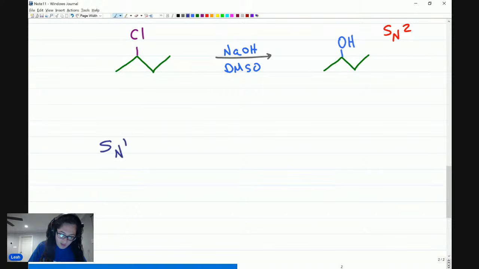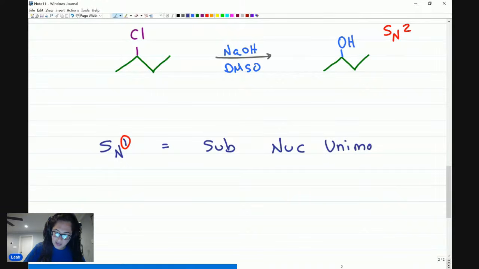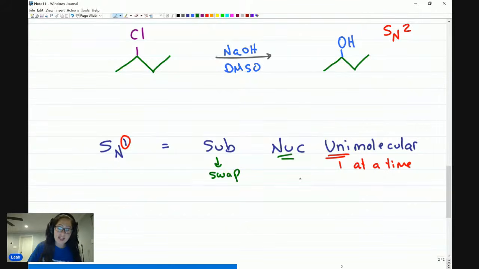Let's break it down. The S stands for substitution, where we swap one thing for another. The N stands for nucleophilic, and the 1 tells us the rate of the reaction. This is a unimolecular reaction. Unimolecular, not uni-step. Be very careful. This is one at a time, which is really, really important.